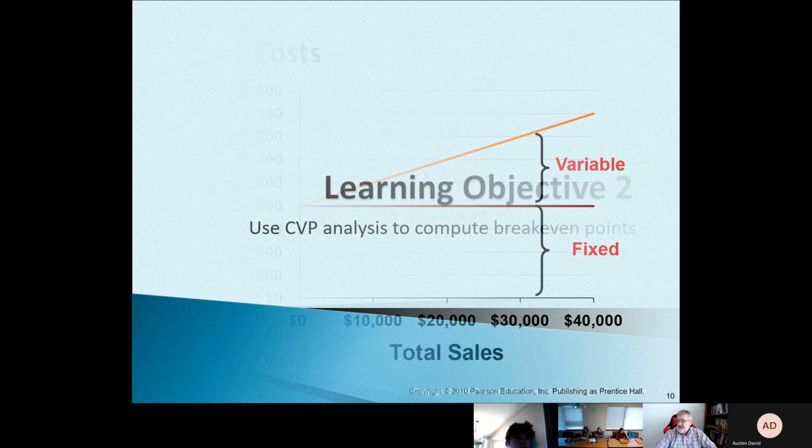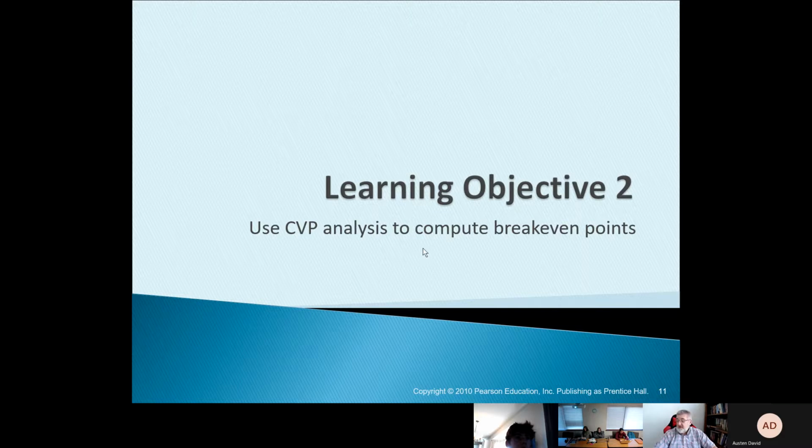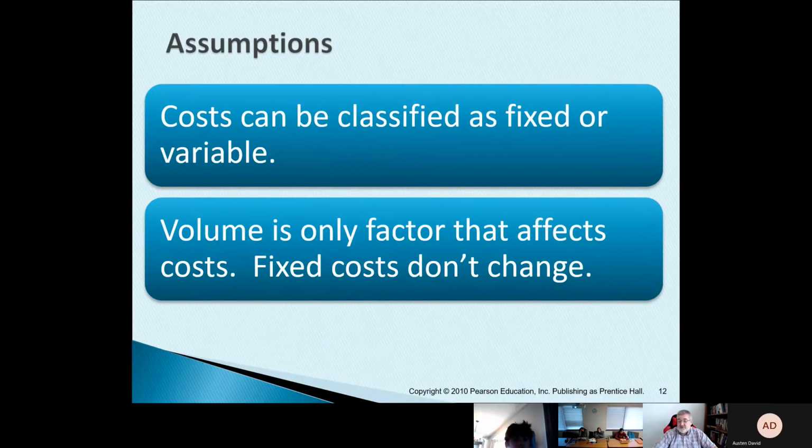So our next objective is to learn how to calculate our break-even point. Now we're starting to get into the stuff that, as a manager, I like to work. Okay, this is the piece that I like to work. So before we do this, we have to make a couple of assumptions. Okay, costs can be classified as either fixed or variable. We've already talked about that. And volume is the only thing that affects the costs. Okay, fixed costs don't change.